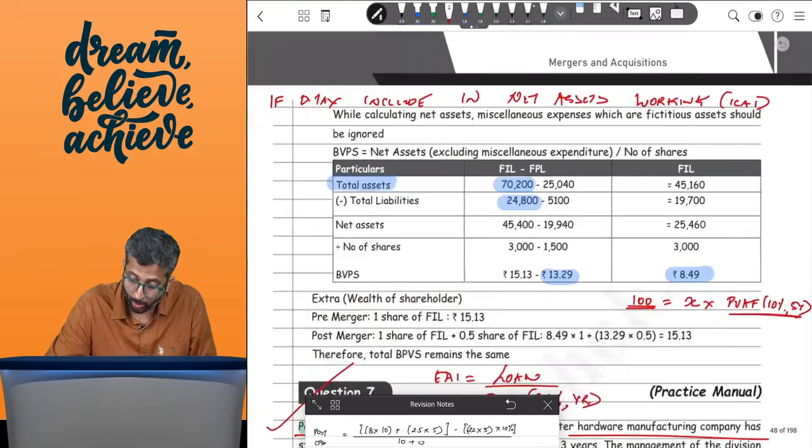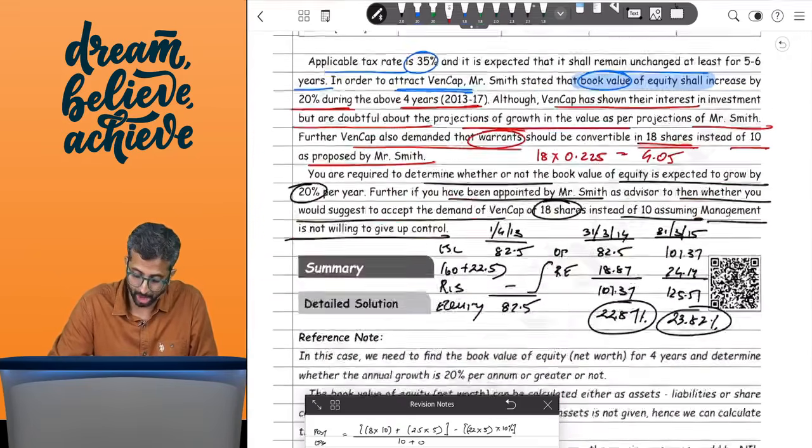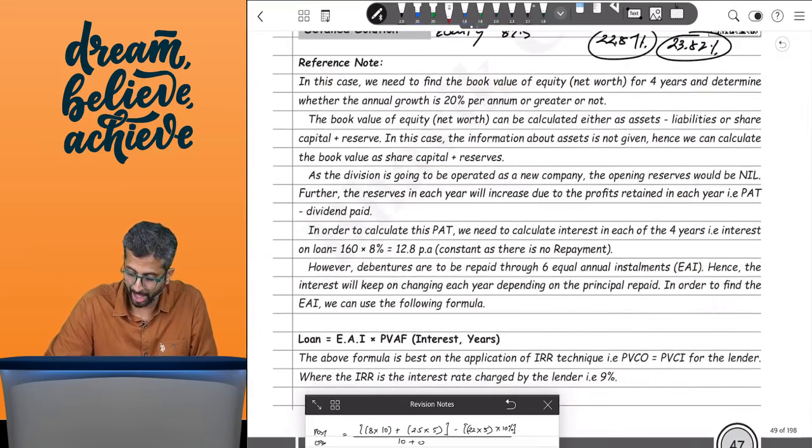They will get 4.05 crore shares. They will have to pay money, yes, no one is denying that. But if management does not want to give up control, then 4 years later, what will happen? Well, Mr. Smith will still have 6 crore shares.